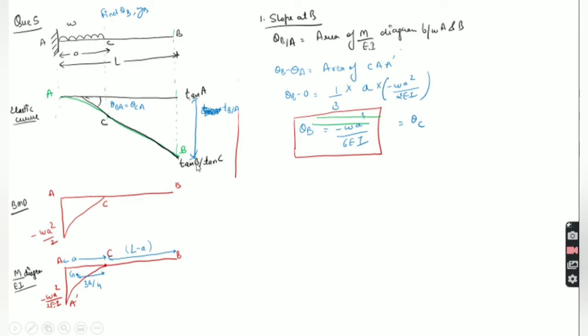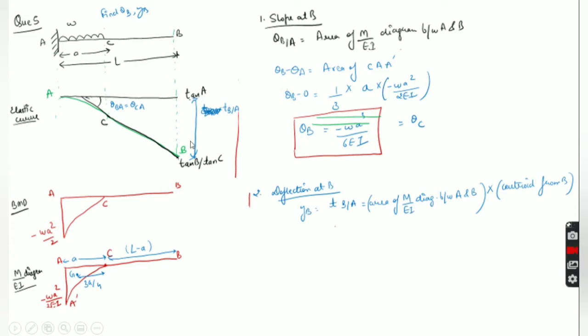We will use the second theorem. As you can see in this figure, YB will be the same as this distance TBA. YB will be the same as TBA, and TBA can be calculated by using this formula: it is equal to the area of the bending moment diagram between A and B into the distance of the centroid measured from the B end, because we are determining TBA. So again the area will be the same, minus WA cubed by 6EI.